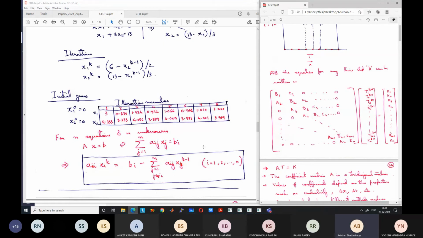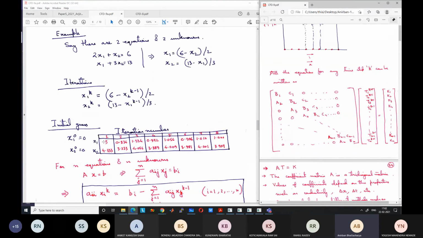Very important. It is not that this will always converge to the correct solution. That is one important point. Second is that the rate of convergence depends on the initial guess also. If I had taken 1 and 1, luck would have favored us because the first value is 1. Although I would have moved away from 1, my convergence could have been faster.